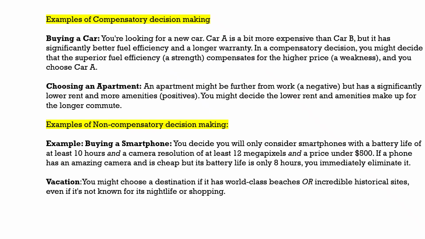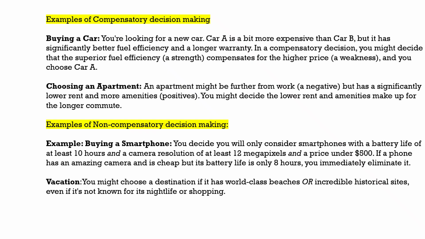Now, let's try to understand non-compensatory decision making. In non-compensatory decision making, the consumer sets a minimum threshold for one or more attributes, and if any option does not meet the particular threshold, then it will be completely eliminated from consideration. Again, we will try to understand with the help of an example.